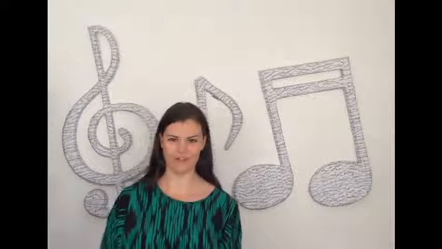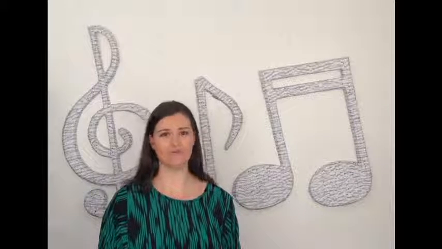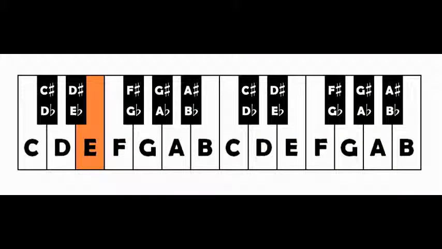Guys, in the previous video we learned to name every single note on our piano keyboard. In this video we're going to look at the distance or relationship between two notes that sit together, such as C and C sharp. If we look at our piano, we can see that E and F and B and C sit right next to one another. There is no black note in between them.